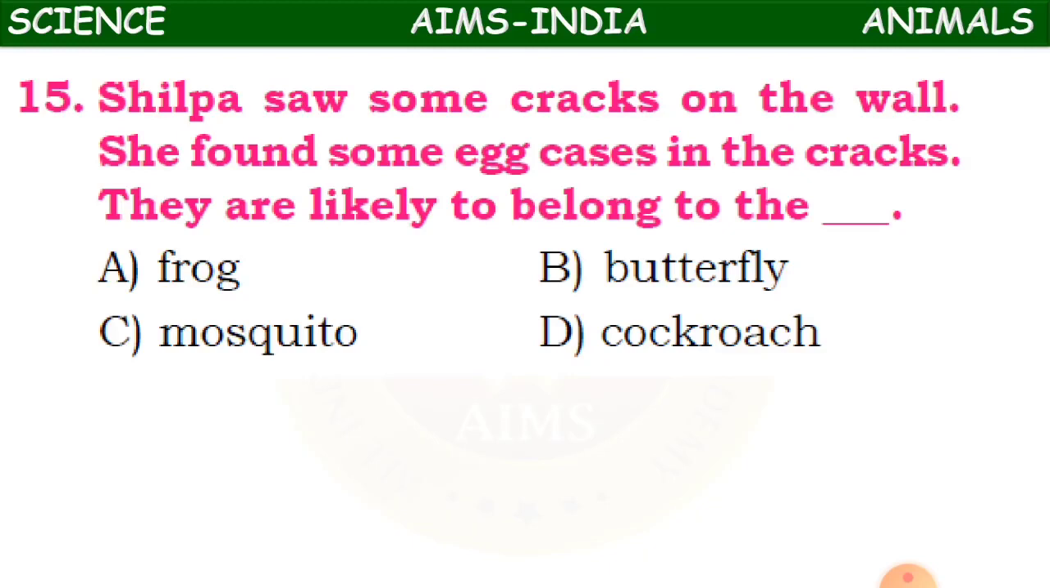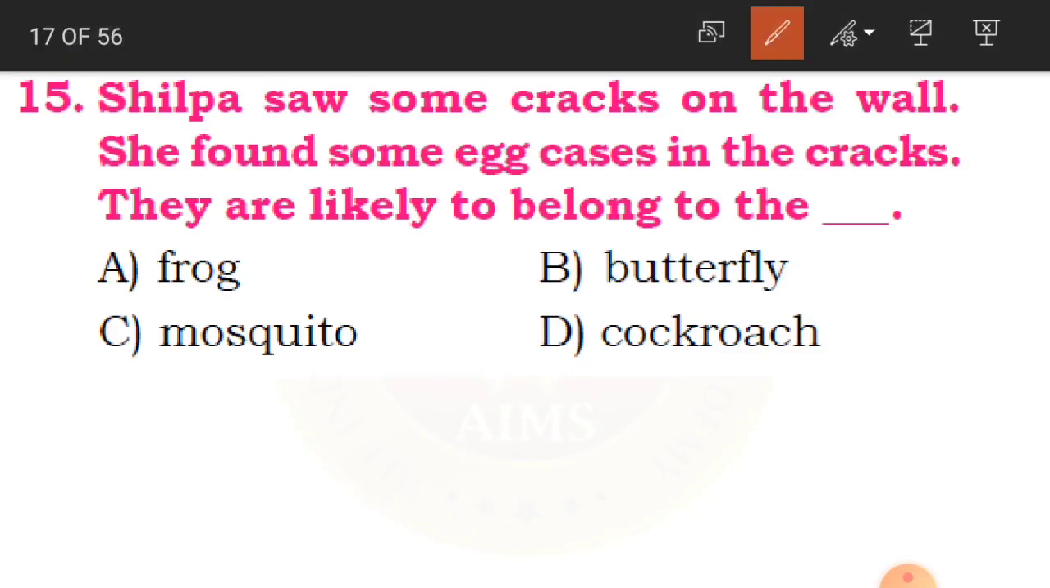So they are likely to belong to which insect, whether frog, mosquito, butterfly or cockroach. So to which insect do these egg cases belong? That we have to identify. Where do frogs live, children? It lives on the land and also in the water. So it is not going to lay eggs on our walls. Yes or no? So this is the wrong option.